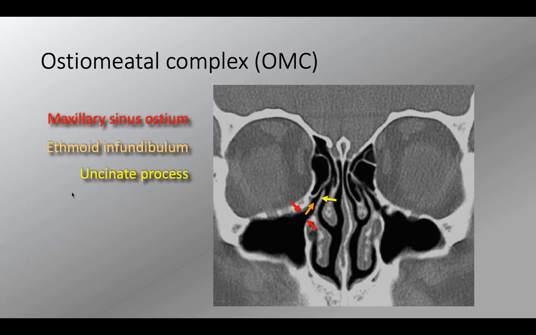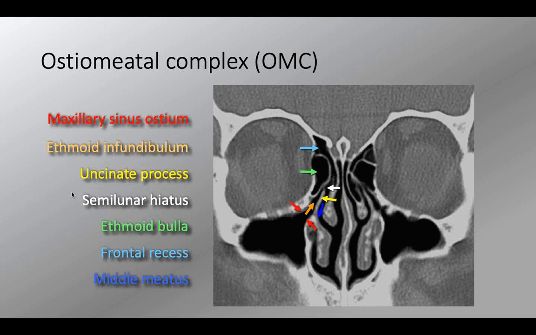you have the uncinate process, the semilunar hiatus, which is a two-dimensional opening from the maxillary sinus content. Then you have the ethmoid bulla, which is the most constant and largest of the ethmoid cells. You have the frontal recess, and finally you have the middle meatus. So all these components are referred to as the ostiomeatal complex.